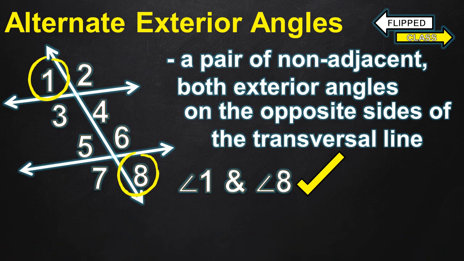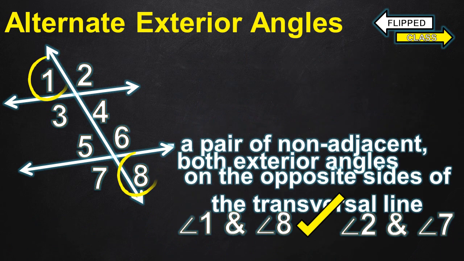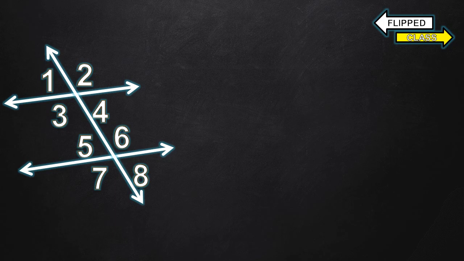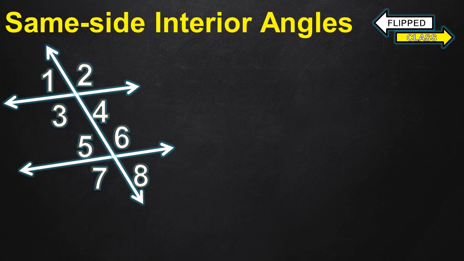Aside from this pair, another pair is here. We have angle 2 and angle 7. Let's proceed to the fourth pair of angles here. We have the same side interior angles. In this figure, the same side interior angles are given as angle 3 and angle 5.